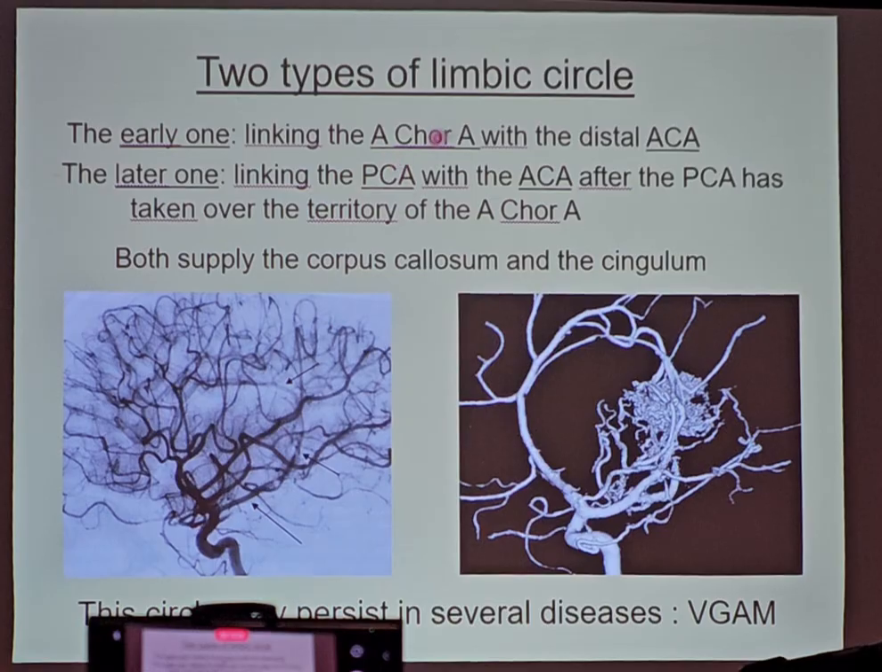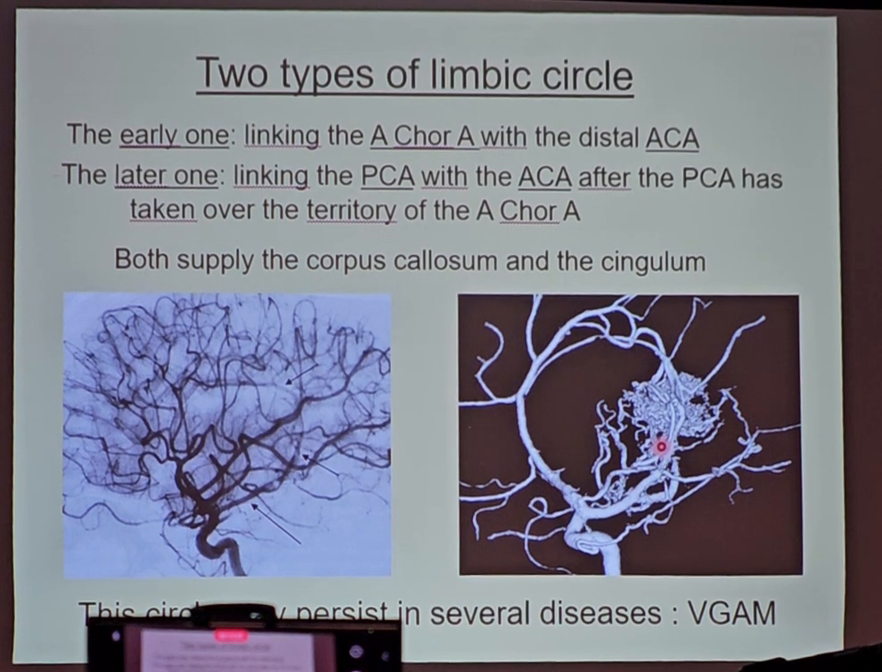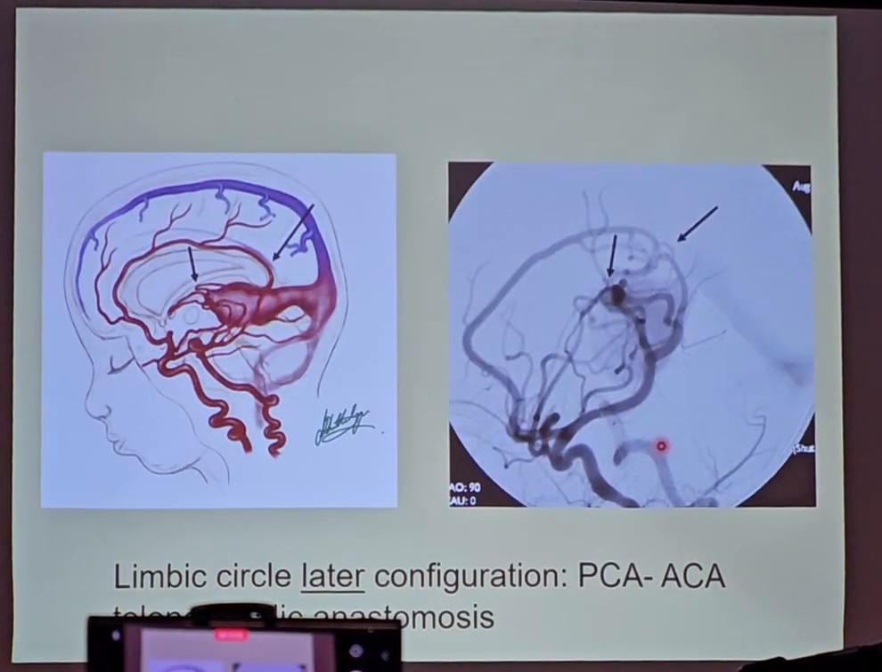So again, two types of limbic circles. The early one is the anterior choroidal artery communication with the distal anterior cerebral artery, and we show this, and the later one linking the posterior cerebral artery and the anterior cerebral artery once the posterior cerebral artery has taken over its territory. So you can see now the posterior cerebral artery is communicating with the anterior cerebral distal branches.